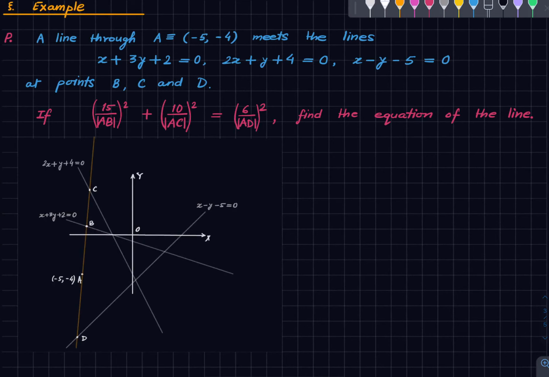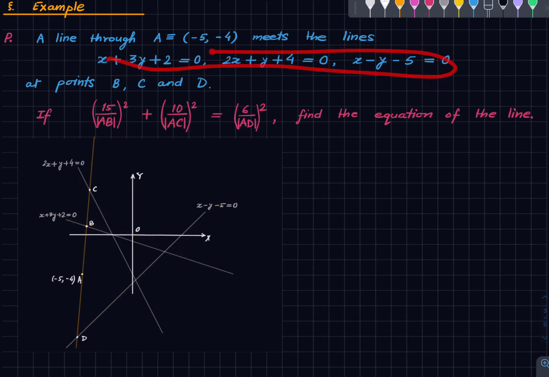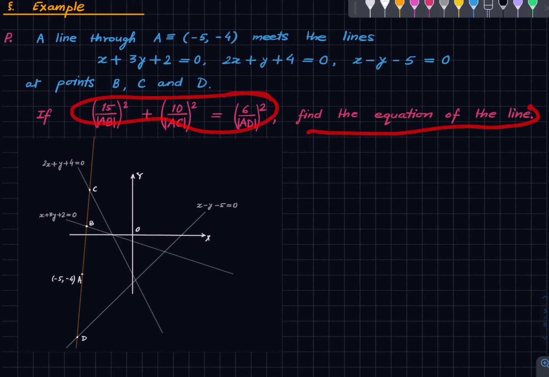So we have a line through this point, minus 5, minus 4, as shown in the figure. There is this mysterious line, this orange line, which we will need to figure out. This line meets these three given lines, which have been drawn here, at points B, C, and D as shown, such that this funny equation is satisfied. This means the distance between A and B, the distance between A and C, and so on. We need to find the equation of this orange line.